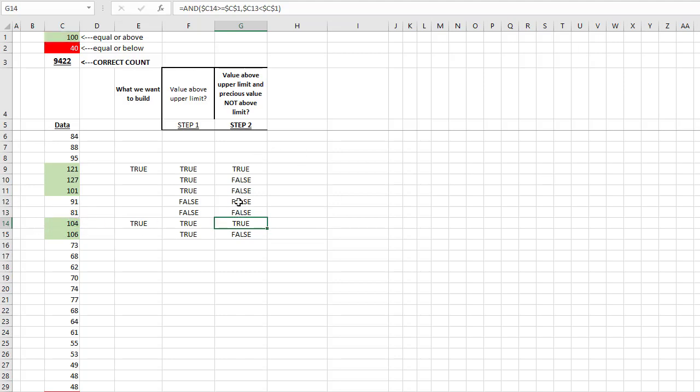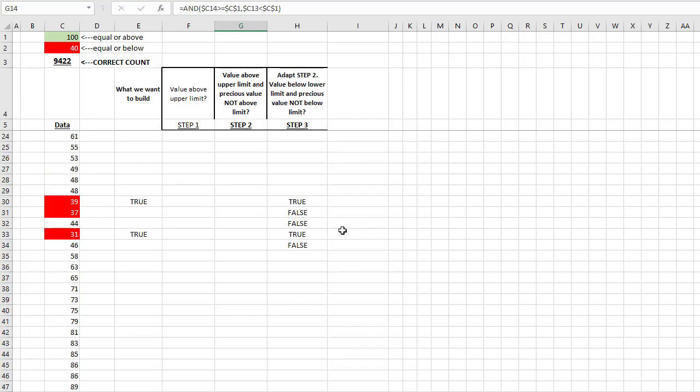So now we can take this formula and drag it all the way down, or you know what, at this point we could adapt this to do the same thing for the values that are below our limit, equal to or below our 40. So here we see we're doing the same thing, and this is the start of the group. We have true. This one we recognize that it's also below, but the value above is true, and we're not going to double count this. And then here we have a single value, that single value that's below the limit.